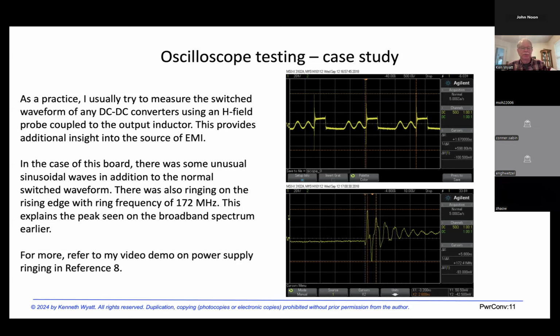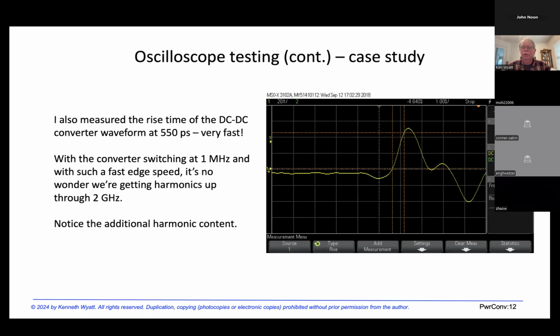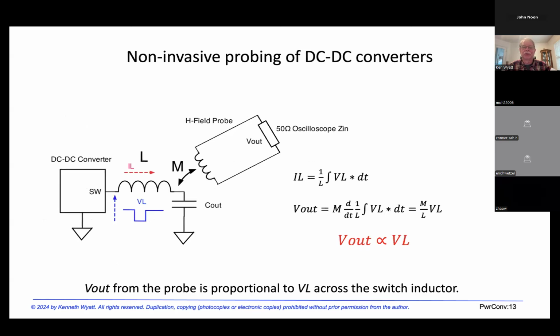I've got a video demo of power supply ringing on my website, which I'll show you on the last page, I think, is emc-seminars.com. But here's a blow up of that rising edge. It's about a half a nanosecond rising edge, and it's going to create quite a lot of emissions.